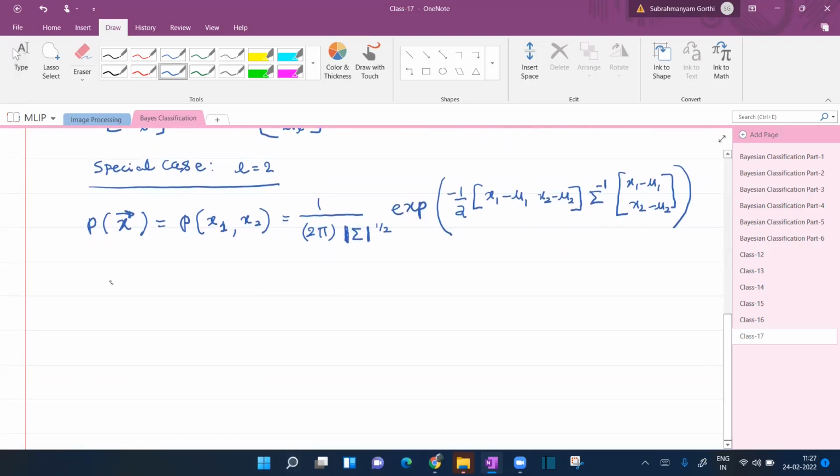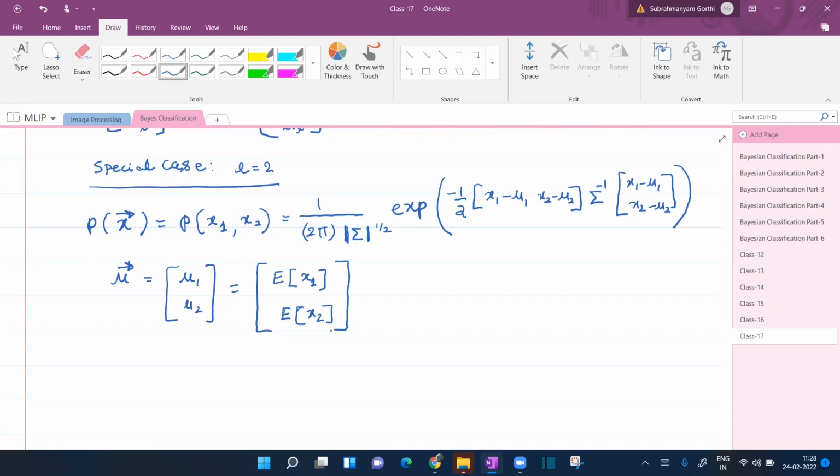Essentially, what I did is mu bar has been written as mu1 and mu2. How do I get that? It's nothing but the expected value of x1 and the expected value of x2. This we have done now, right? So that's what your mu bar is. For the individual distribution of x1, if you know the expected values, you could write that.